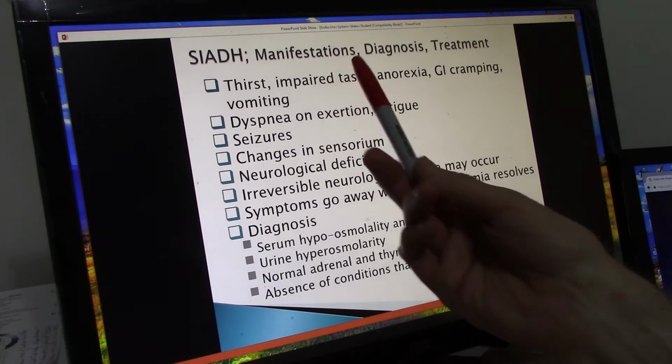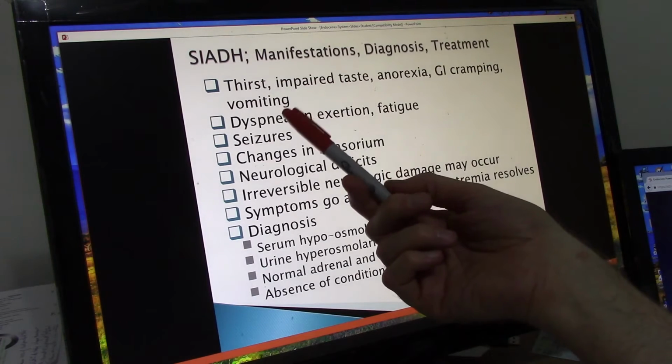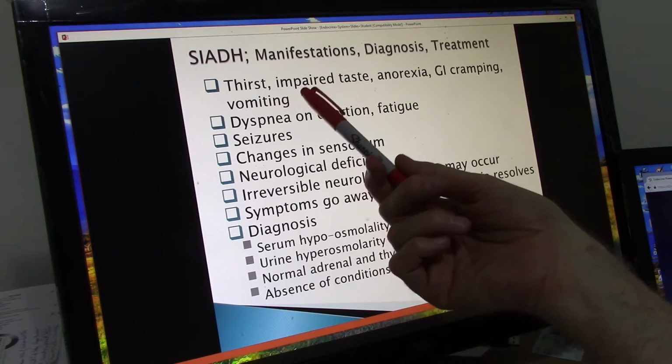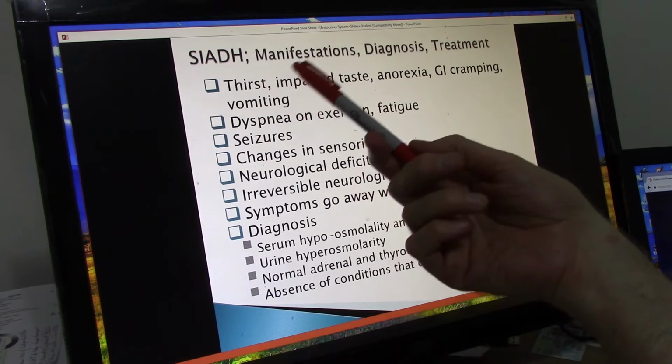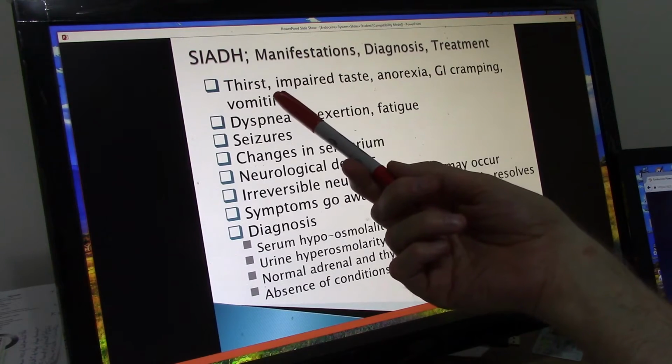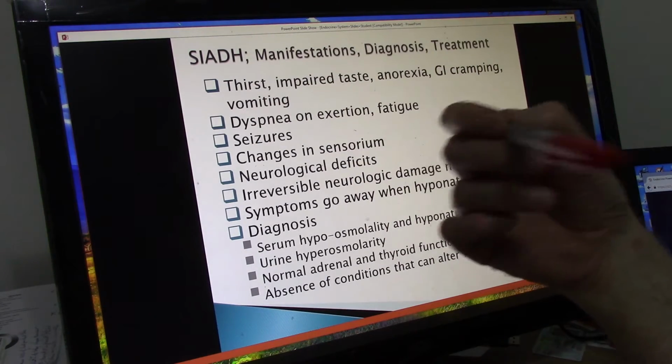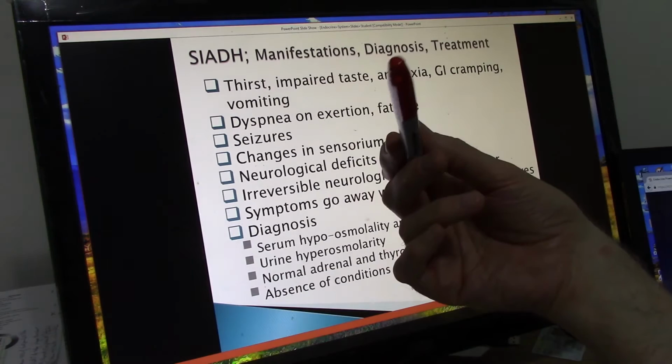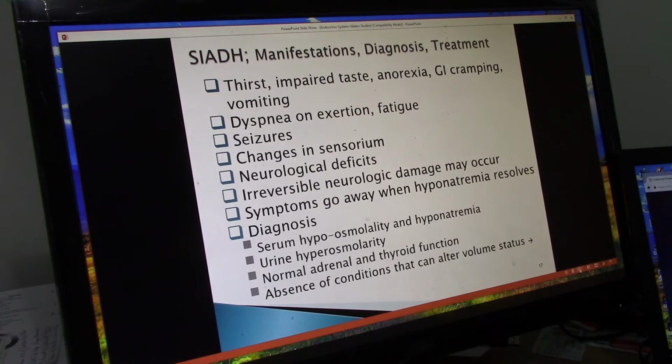Okay, now, what are some of the manifestations of SIADH? Okay, the patient will be unusually thirsty, especially if we have what's called psychogenic SIADH. There are certain patients that will drink out of a fish bowl. You know, they just crave water so much.